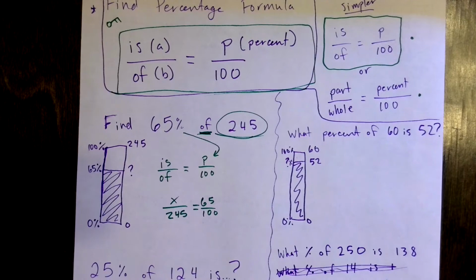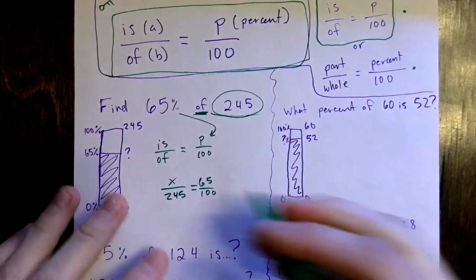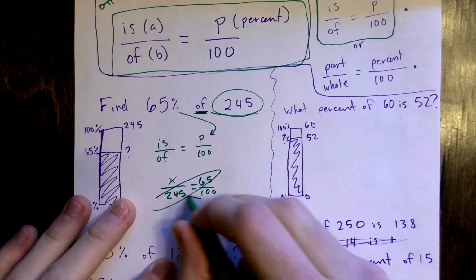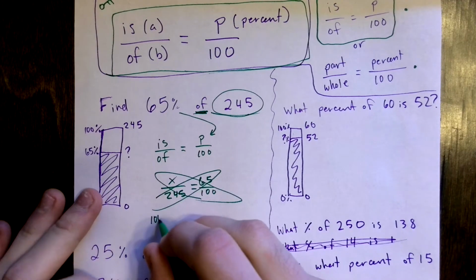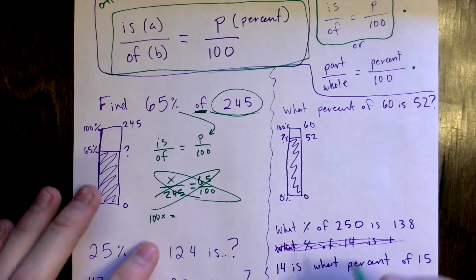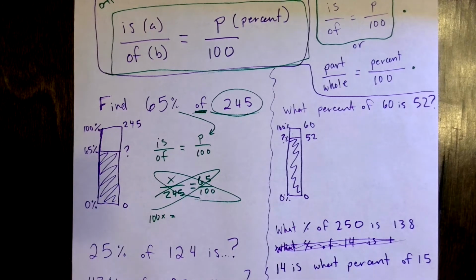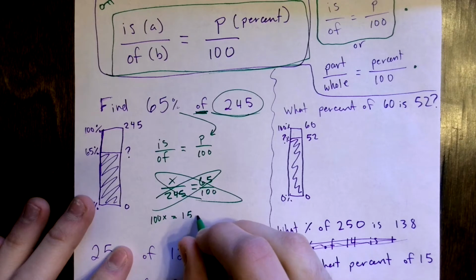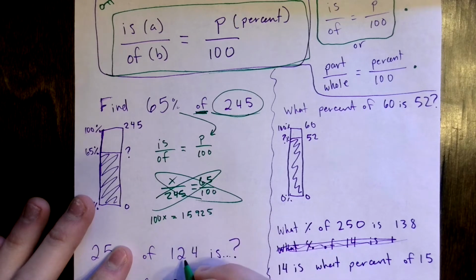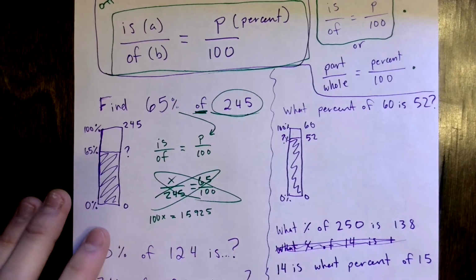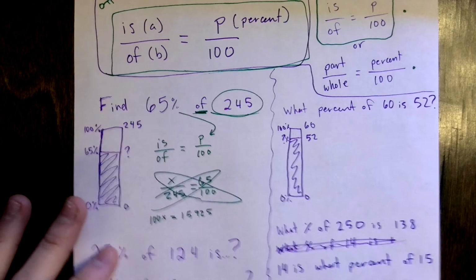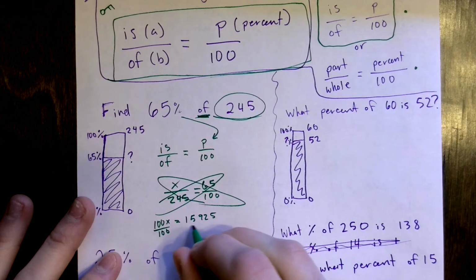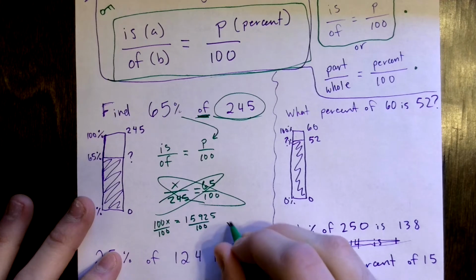We can do this by doing our cross products. We have two proportions that are equal right here. All we have to do here is find those cross products. And I'm going to have 100x equals 65 times 245. Let me check that one out real quick. And I got 15,925. And finally, we're going to divide each side by 100 to get that x by itself.